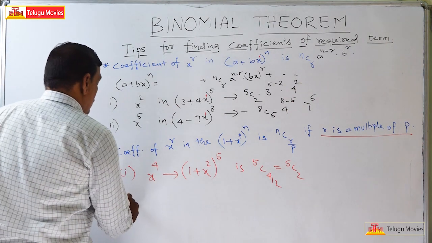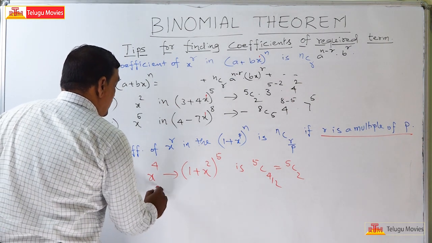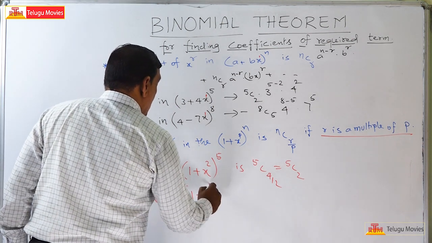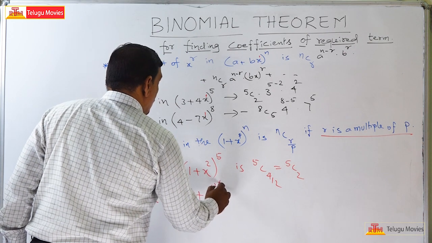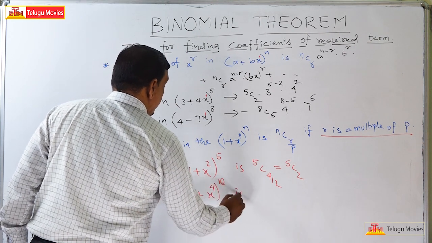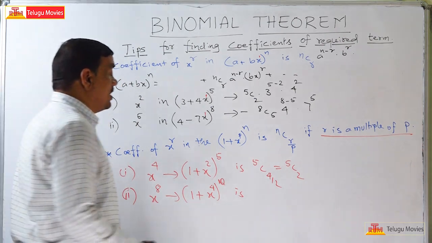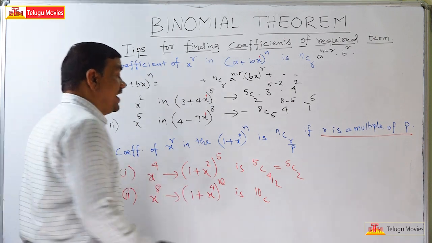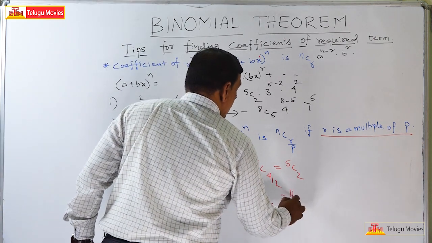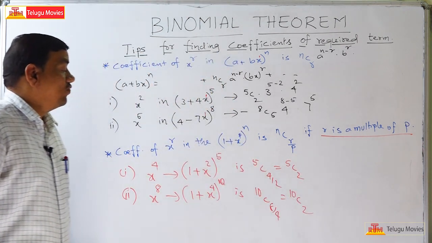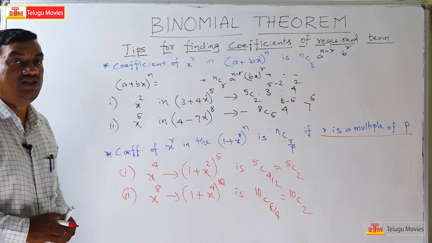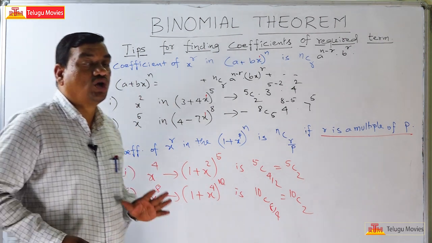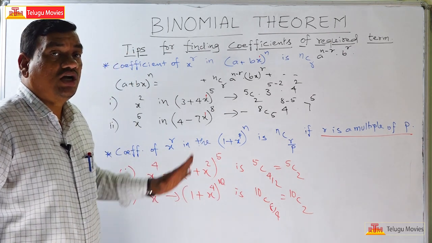One more example. What is the coefficient of x to the power of 8 in the expansion of (1 plus x to the power of 4) whole to the power of 10? So this is given by the value 10C, here 8 by 4. So this is equal to 10C2. 8 by 4, 4 ones are 4, 4 twos are 8, so 10C2. Understand this? So this is the short trick method. We already explained these short trick methods. I hope that you understand these concepts.